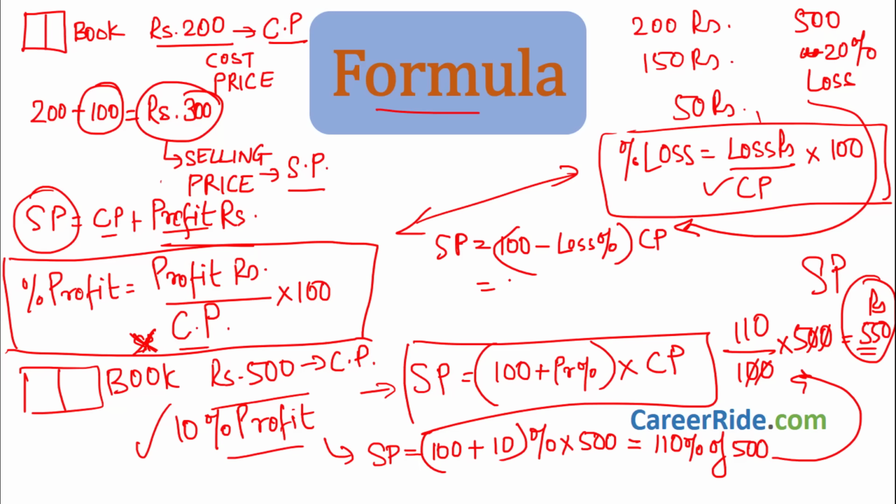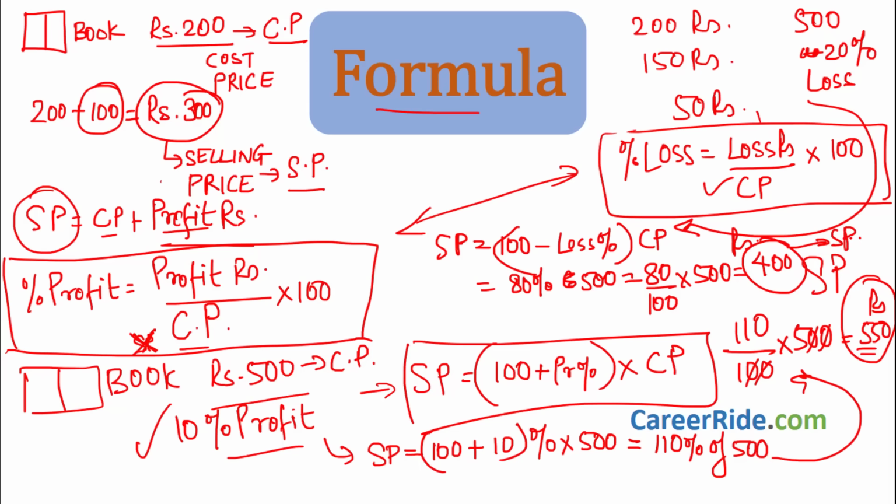So here we will have 100 minus 20%, which is 80% of cost price. Cost price is 500, so that would be 80 upon 100 into 500, that would be nothing but 400 rupees. So the cost price was 500 rupees, selling price was 400 rupees. That means 20% loss, or rupees 100 loss.